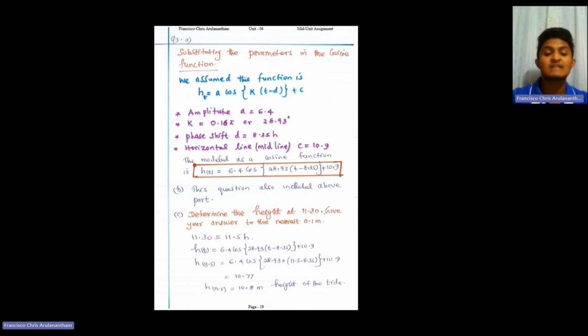h(11.5) is equal to 6.4 cos(28.93 × (11.5 − 8.35)) + 10.9. So h(11.5) is equal to 10.77. Therefore, it is 10.8 meters height of the tide. In this case, 11:30 is equivalent to 11.5 hours, the 24-hour clock time converted into hours.